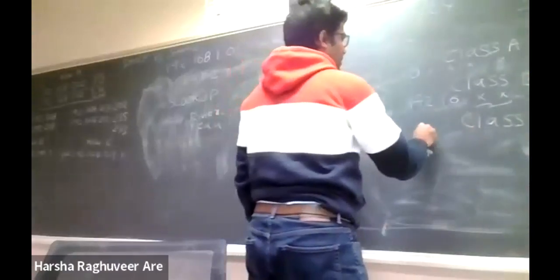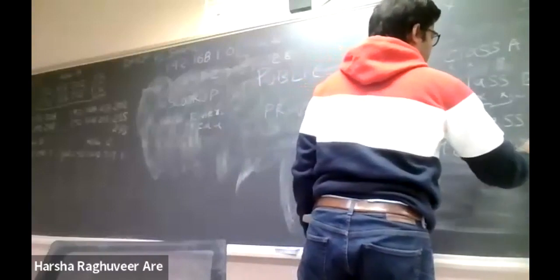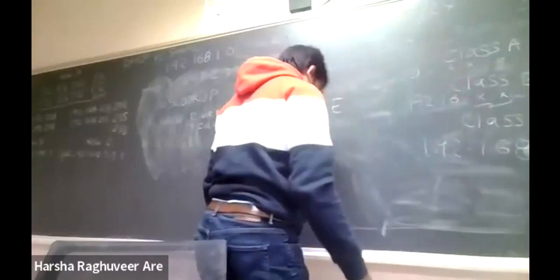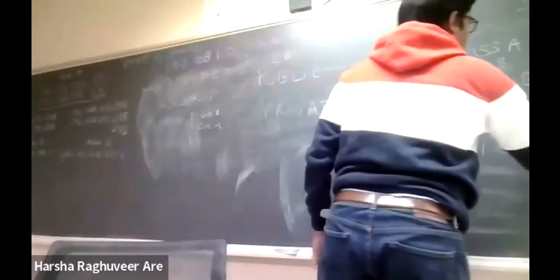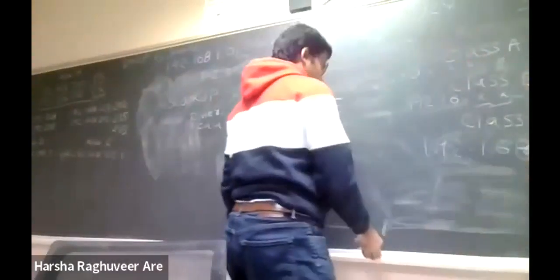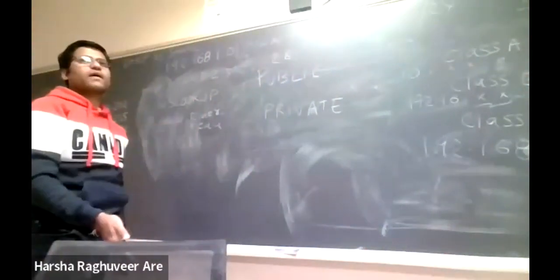The class C is popular, 192.168. This is very popular, right? This one we use a lot, 192.168.1. So this is what you have at your home. This is what you have in here.